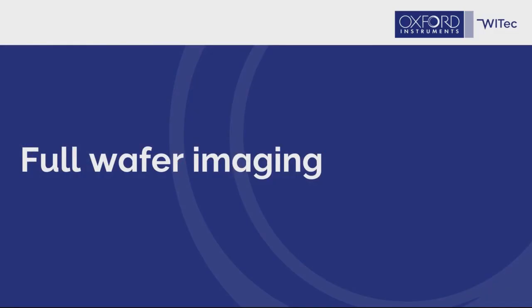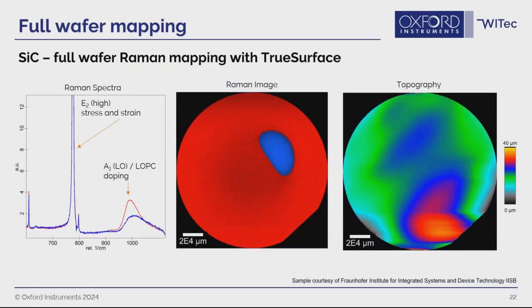Let's talk about full wafer imaging. With the Semicon edition from VTech, we can investigate wafers up to a size of 300 millimeters, which are currently used mainly for silicon. I will show you two examples of 150 millimeter silicon carbide state-of-the-art wafers. The first application example shows you a high-resolution mapping of a 150 millimeter silicon carbide wafer.